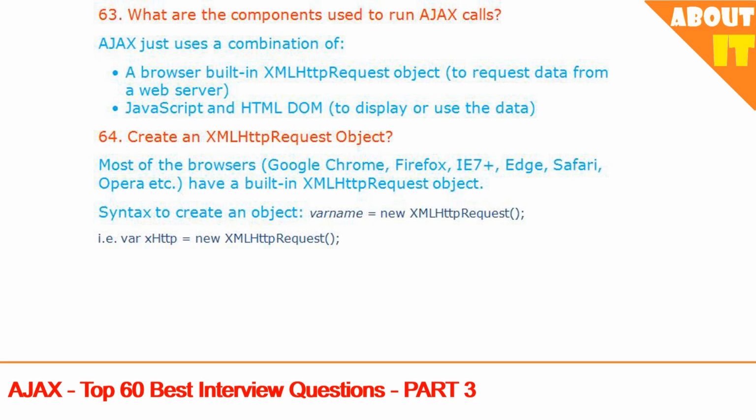64. Create an XMLHttpRequest object. Most of the browsers, Google Chrome, Firefox, IE 7+, Edge, Safari, Opera etc., have a built-in XMLHttpRequest object. Syntax to create an object: var name = new XMLHttpRequest(). That is, var xhttp = new XMLHttpRequest().